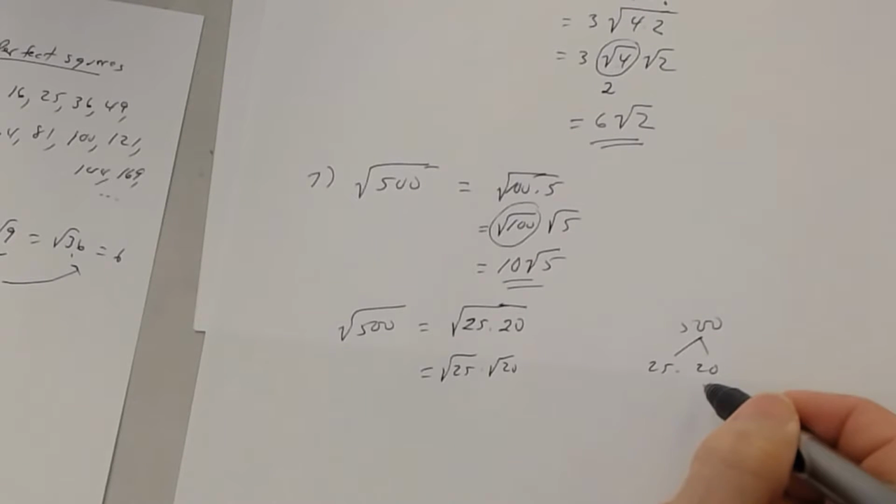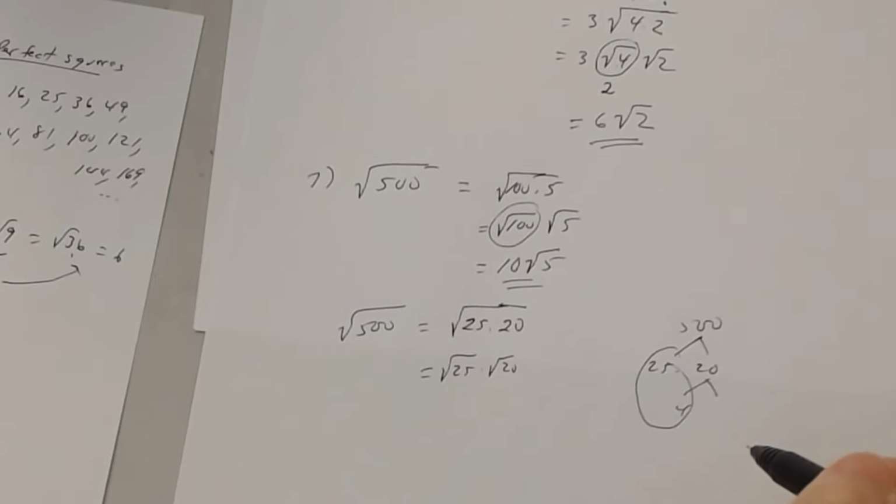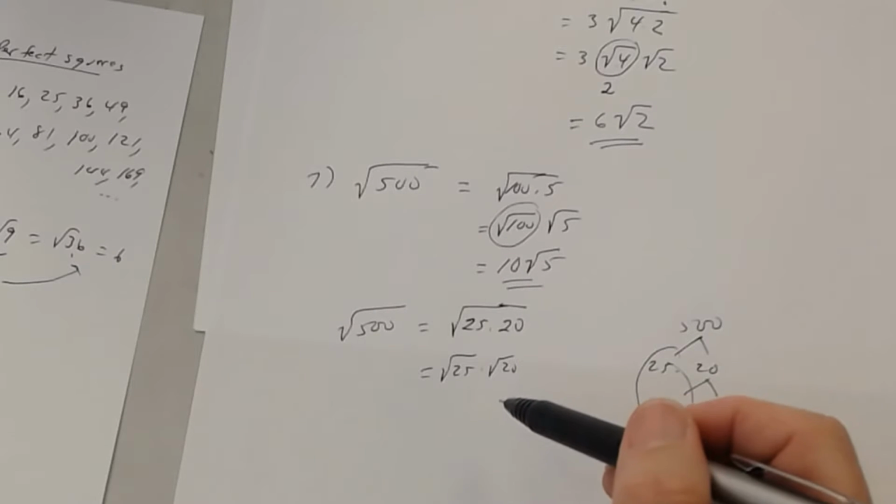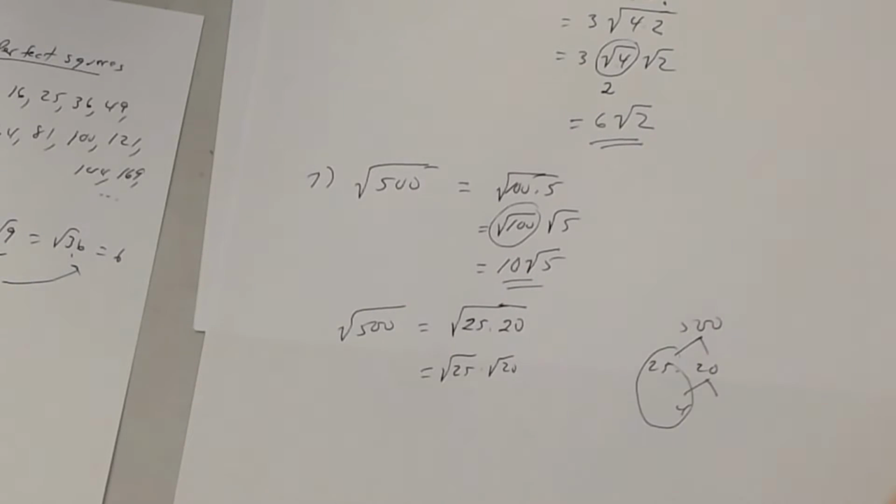But look at this 20. What other perfect square goes into 20? 10 is not a perfect square. 4. And what is 25 times 4? 100. So then you would have realized, oh, I can use 100 instead. And then go back and use 100. Okay? But let's suppose you didn't do that and you stayed on this track.